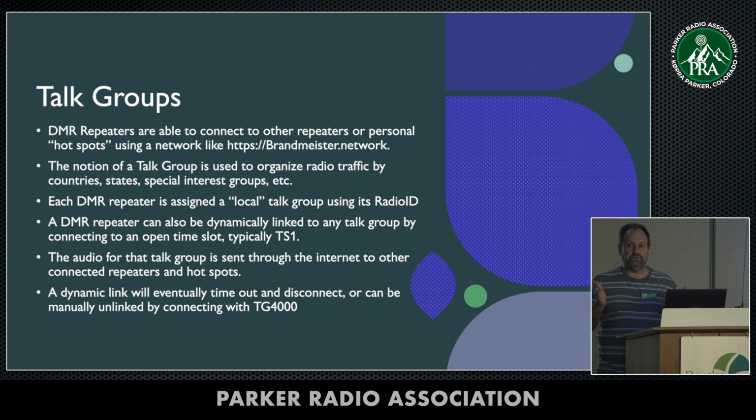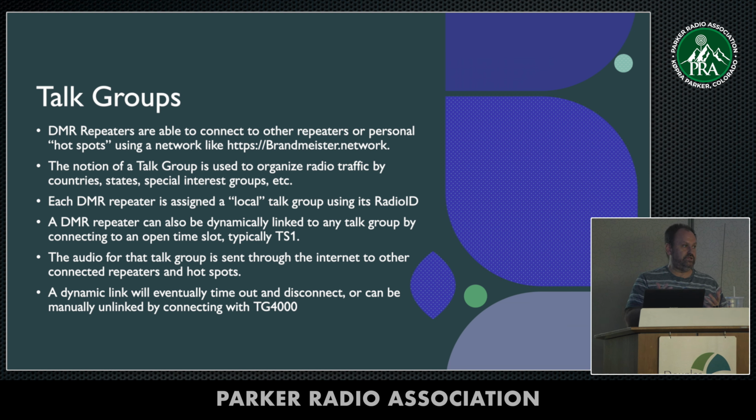And then talk groups. The big thing that's different about DMR is the talk groups. And this can be very confusing. So I'm going to try to kind of break it down into pieces. So the talk group is really just identifying who can receive the transmission that you're making. With an analog repeater, it's just the repeater. It hears it and it rebroadcasts it.